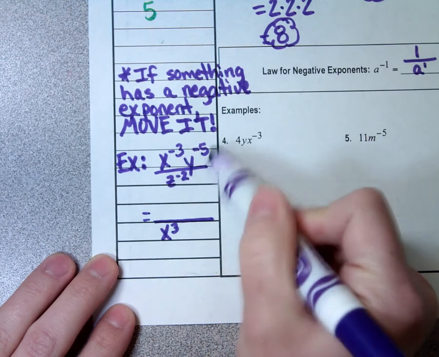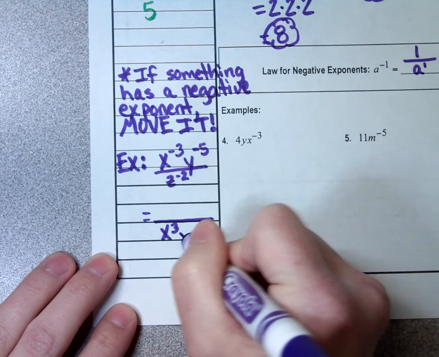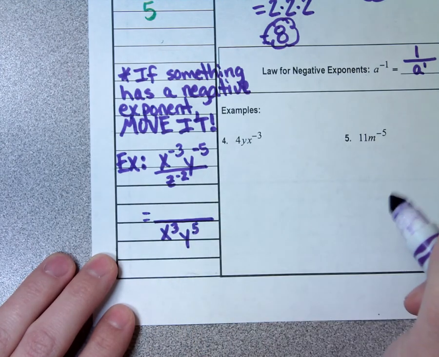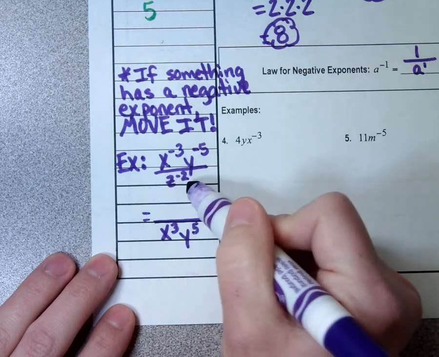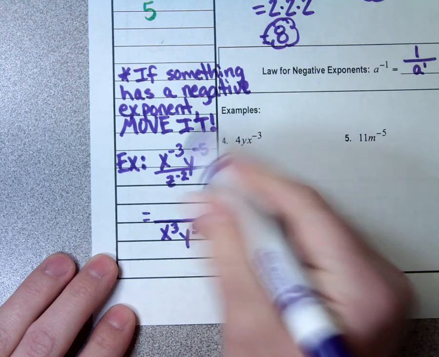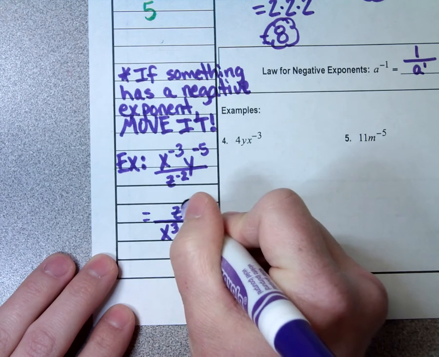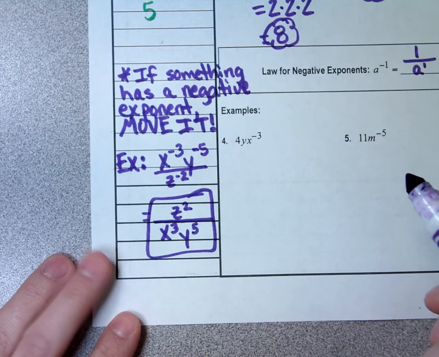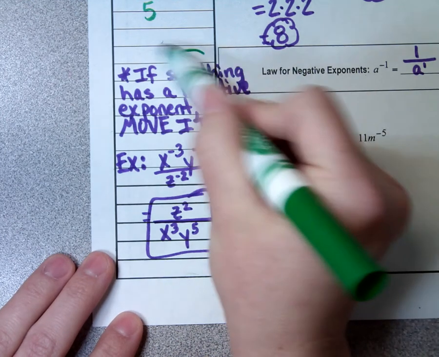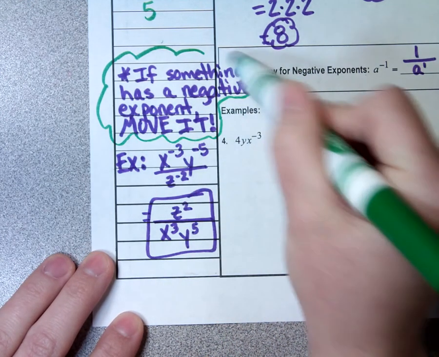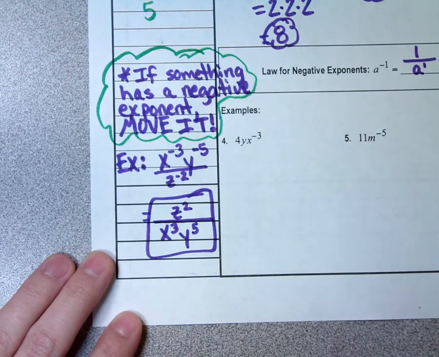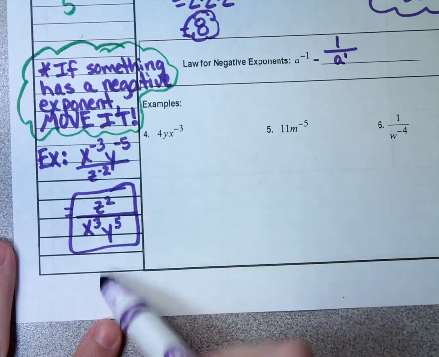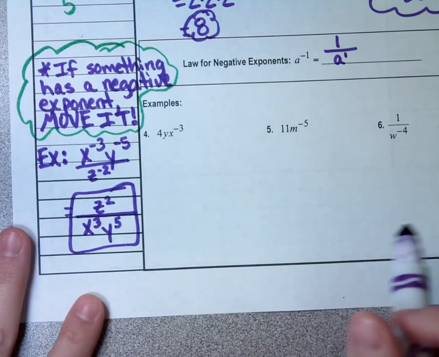Y has a negative exponent, and since it's in the numerator, it's going to go down to the denominator, and once it's down there, it's going to switch to a positive exponent. Z has a negative exponent, and since it's in the denominator, it's going to go up to the numerator, and when it goes up, it's going to have a positive exponent. And that would be the answer. So if something has a negative exponent, we're going to move it from numerator to denominator, from denominator to numerator. Okay, I ran out of room to show you more, so let's just get to these.